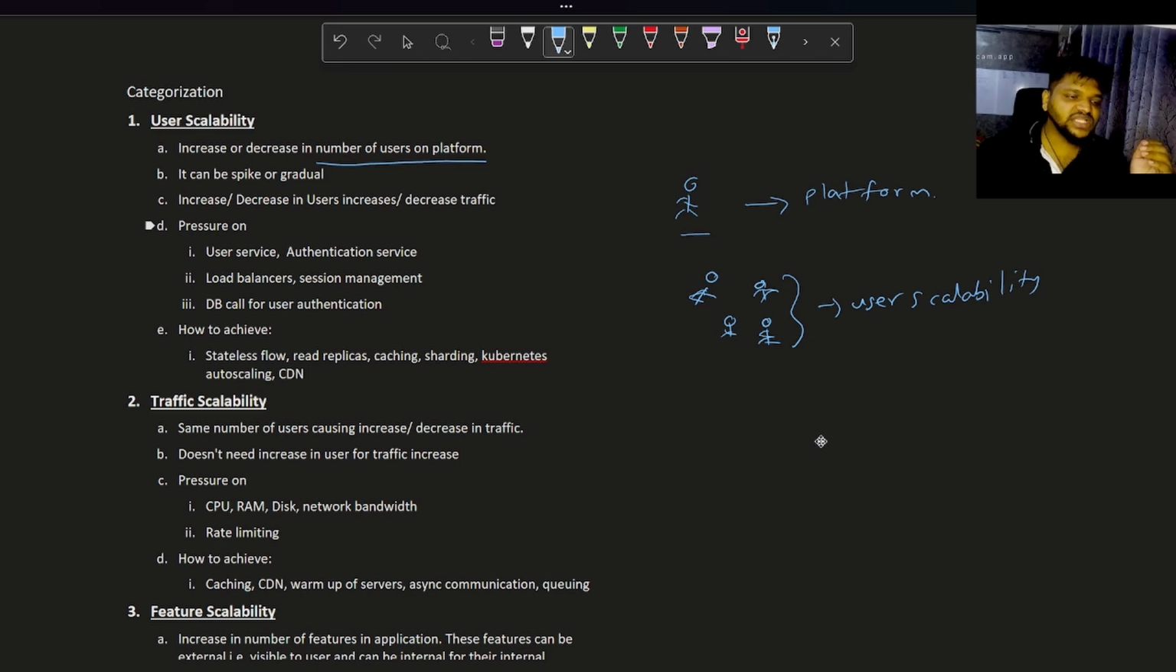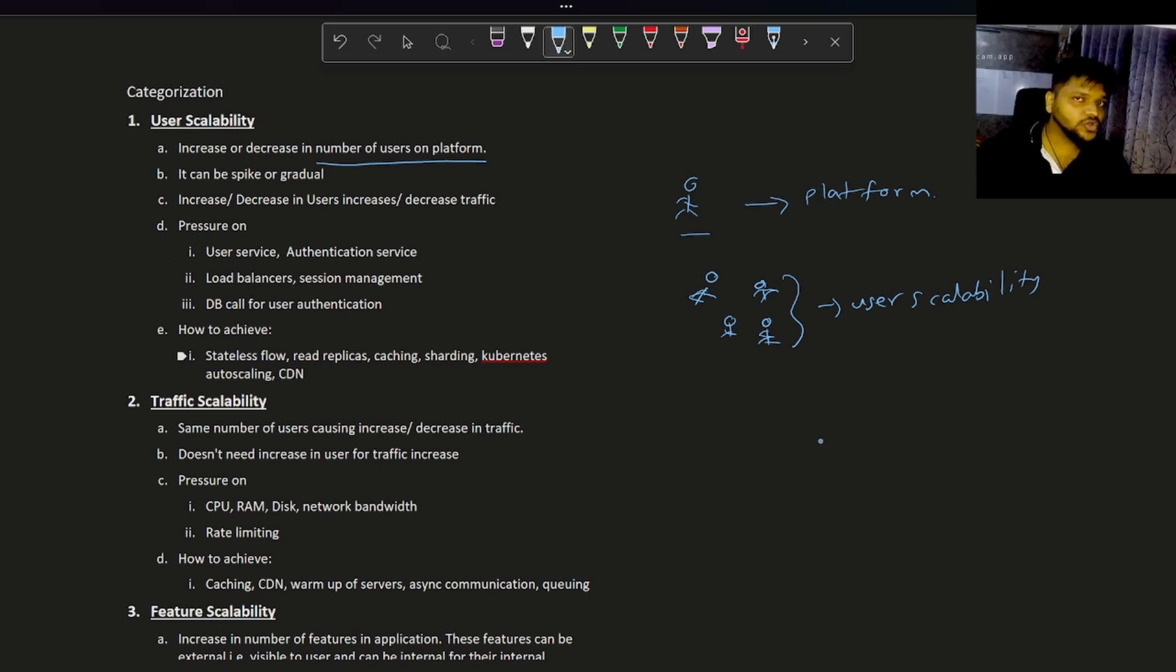That's the reason these are the segments where the pressure actually rises. And how to achieve that? Try to make your system as stateless as possible. Have more read replicas, so that for the same redundant data, the request should go to your cache and your read replicas rather than going to your master databases.